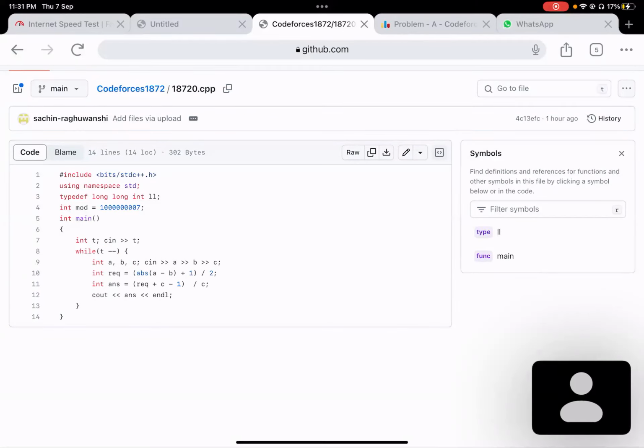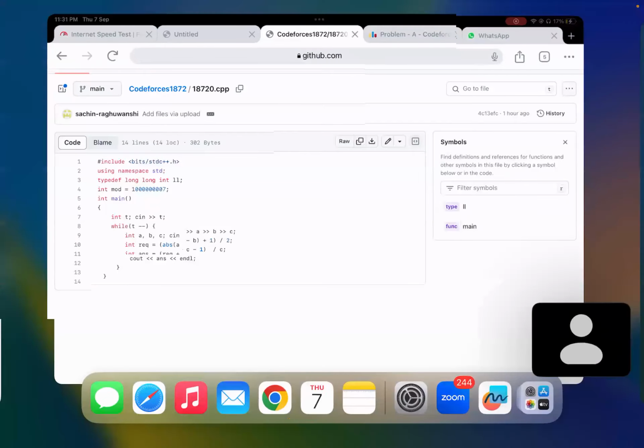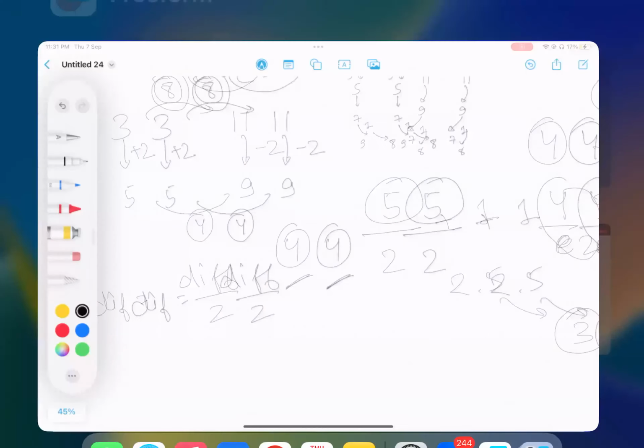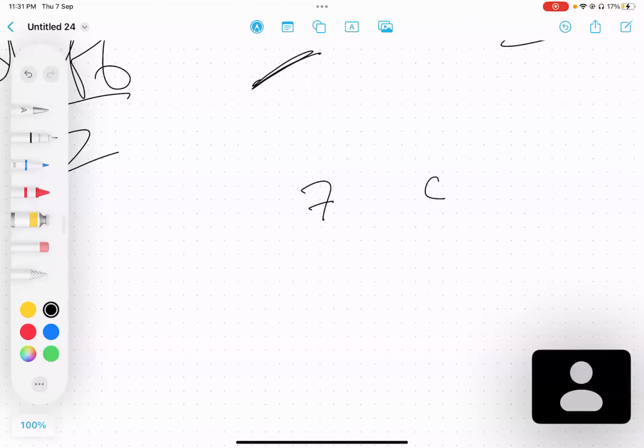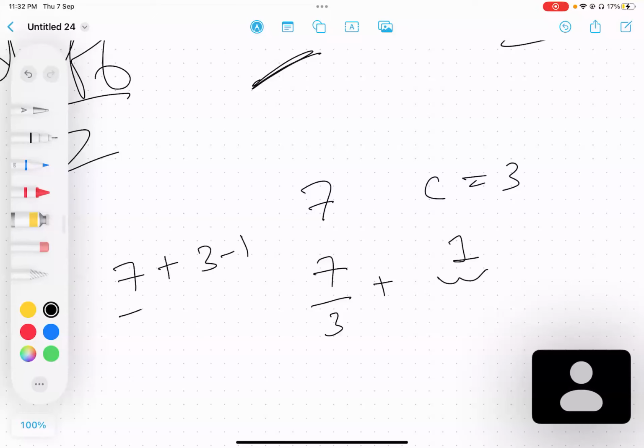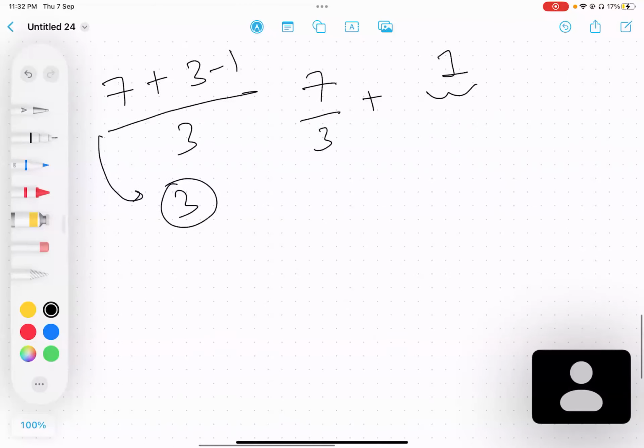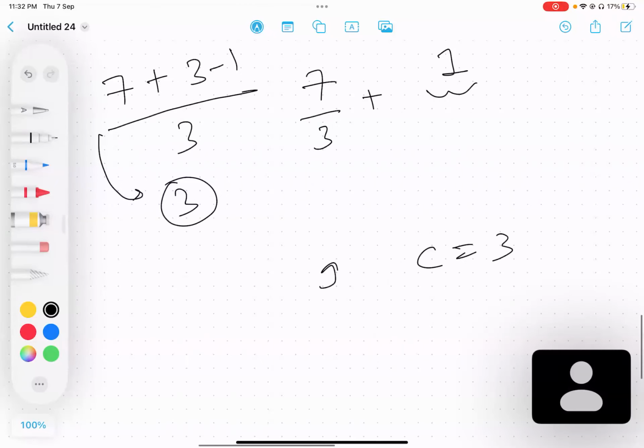Similarly, let's say we have 7 as the difference, and let's say C is equal to 3. So what I am saying is, let's write 7 by 3 plus, if the remainder is not equal to 0, we will add 1 there, right? So instead of writing it directly, I wrote 7 plus 3 minus 1, divided by 3. This will actually give me 3 only. But let's say this was 9 and C equal to 3. In that case, 9 plus 3 minus 1 by 3 will also give me 3.